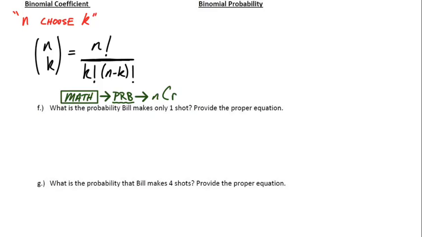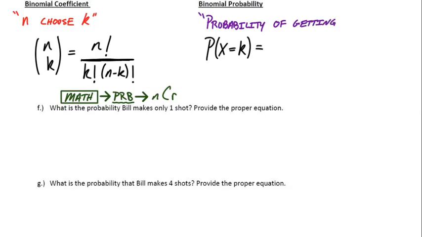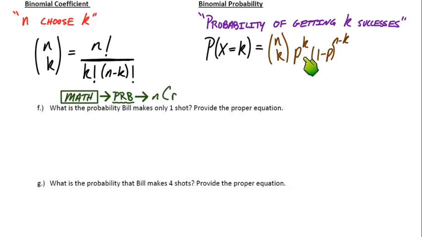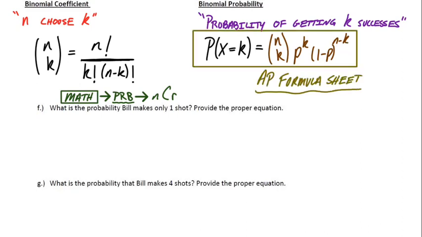The formula, though, for the binomial probability, this is the one that's actually on the formula sheet. So if I asked you, what's the probability that Bill makes exactly k shots? So the probability of getting k successes. It starts out with n choose k, the binomial coefficient, times p to the k. Remember, p is the probability of success, k is the number of successes, multiplied by 1 minus p, which would be like a failure, right? If p is a success, 1 minus p would be a failure, to the power of n minus k. And this is the one that's actually on the AP formula sheet.